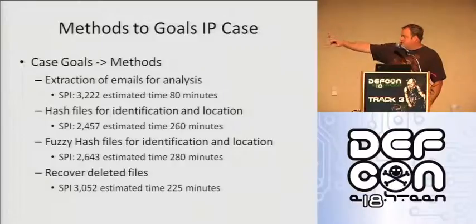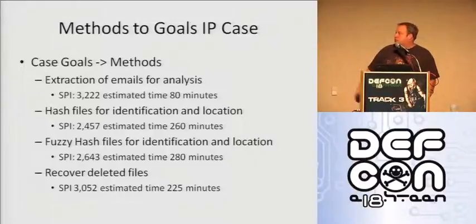In this case, they are a little bit out of order. It was really extraction of emails for analysis based on the case goals we had, recover deleted files because of the time it took to do it and the value that it had, and then of course the fuzzy. And again, if we were just doing it for one case goal, we would probably start with the top method. But when you start getting into multiple case goals and tiering them, then a lot of times you just set things up to run.